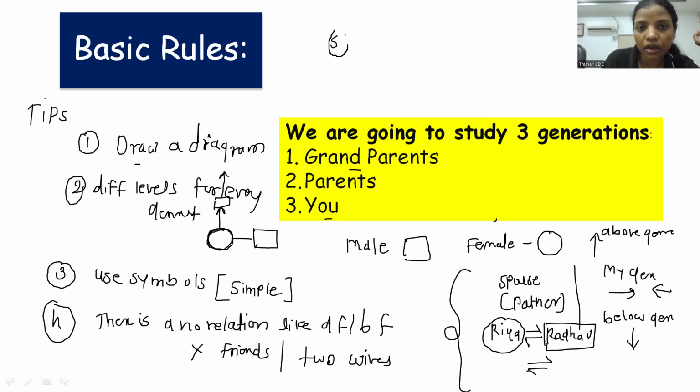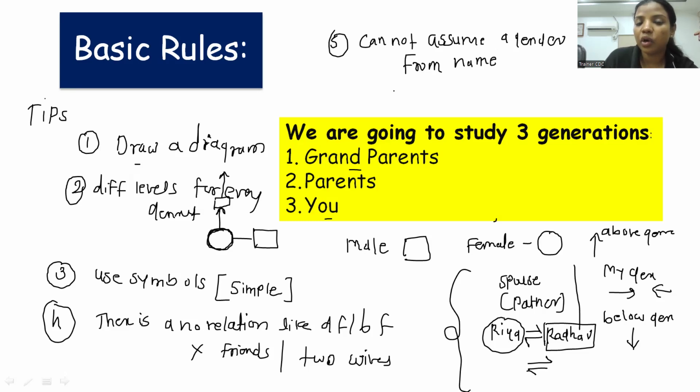My fifth tip for solving blood relation problems is that you cannot assume the gender from the name.